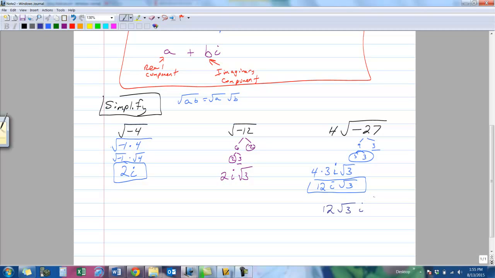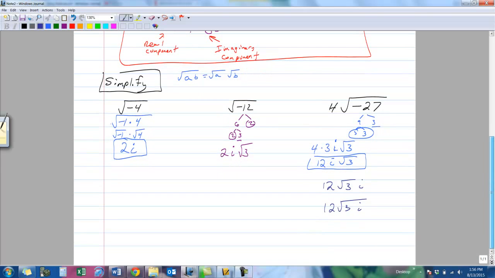Each teacher has different feelings about this. That is technically correct. However, here's where it gets messy. If you have 12 root 3i, now it looks like the i is inside the radical, which, if i is inside the radical, that is the square root of negative 1, which, as we all know, is the 4th root of negative 1, which takes us to a whole other world.